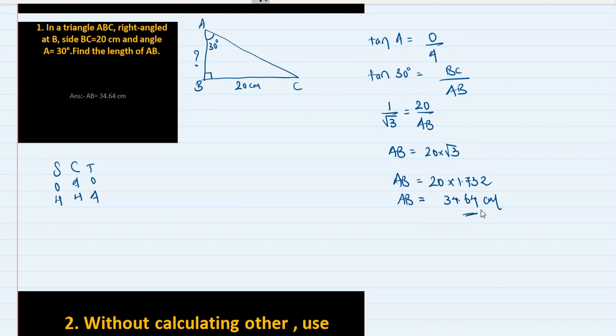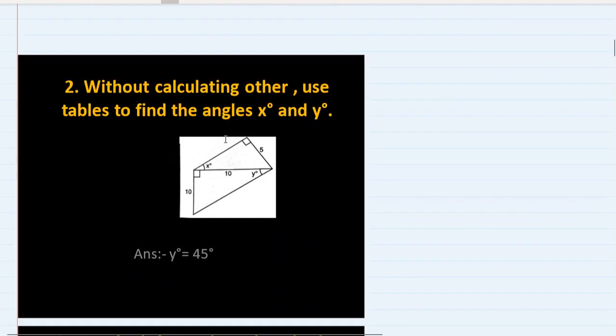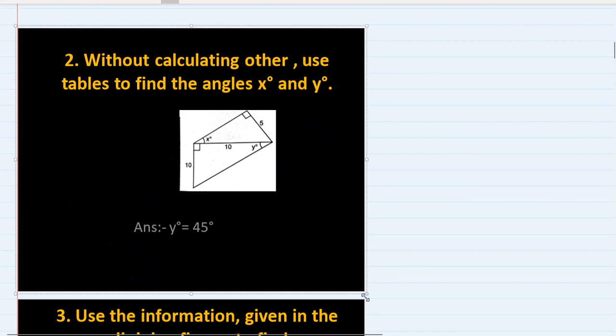That's it. So this is very simple. The first problem which you saw, very easy. You just have to apply trigonometry and find the missing sides of a triangle. That is what this chapter is all about. Okay, let's go to the next question.